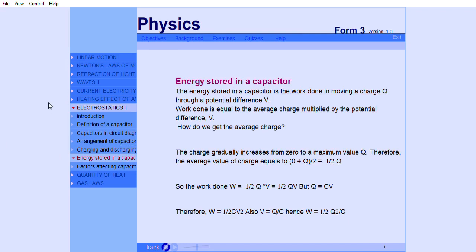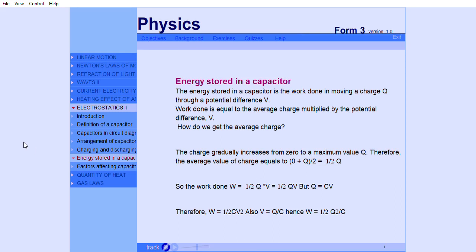Energy stored in a capacitor. The energy stored in a capacitor is the work done in moving a charge Q through a potential difference V. Work done is equal to the average charge multiplied by the potential difference V. How do we get the average charge? The charge gradually increases from 0 to a maximum value Q. Therefore, the average value of charge equals (0 plus Q) divided by 2, which is equal to half Q. So, the work done, W, is equal to half Q multiplied by V, which gives us half QV.